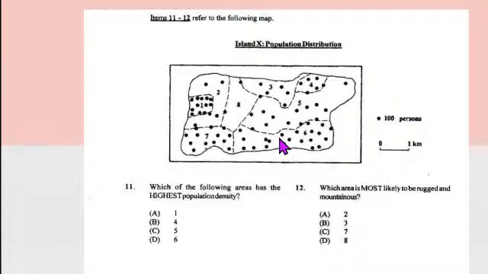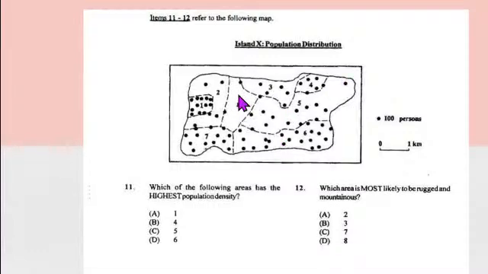For 12, which area is most likely to be rugged and mountainous? Again, when we were explaining before, we were talking about settlement patterns. We said that in some areas, for example, mountainous areas, a lot of persons are not living there simply because of the terrain. So if we were to guess which area would have been rugged and mountainous, it would have been an area that does not have a lot of persons settling there. So it would have been a dispersed settlement.